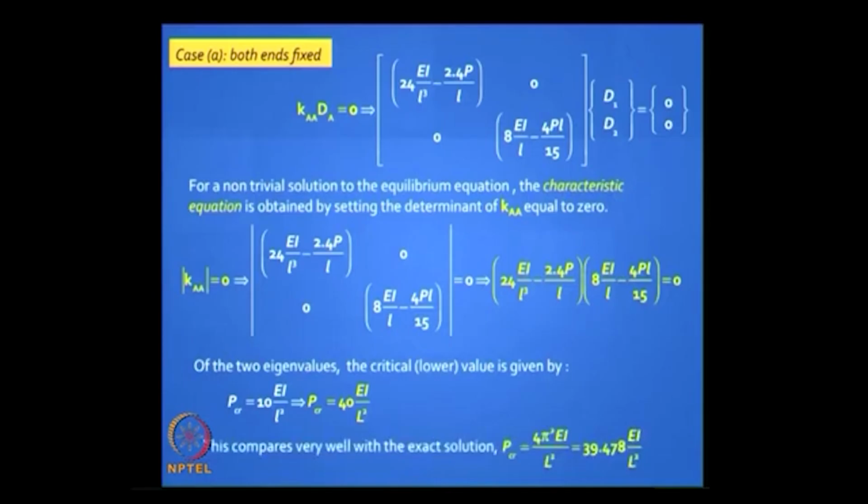and the exact answer is 4 pi squared EI by L squared, which turns out to be 39.478. You got 40. Is that good enough for an engineer? Fantastic, right. But you will get a better solution if you had 3 or 4 elements, right.